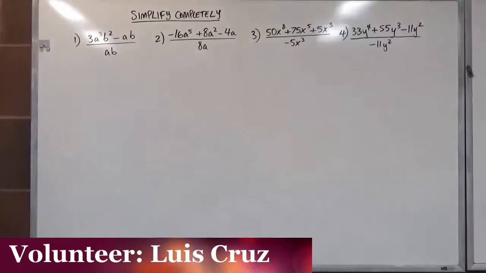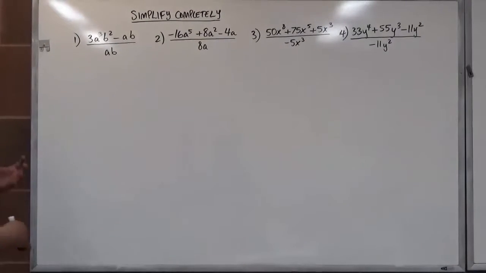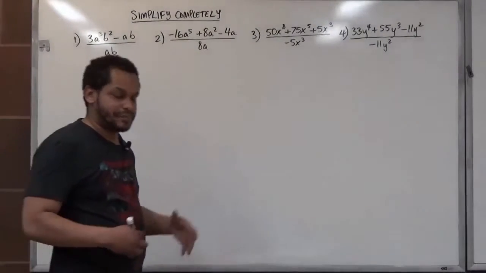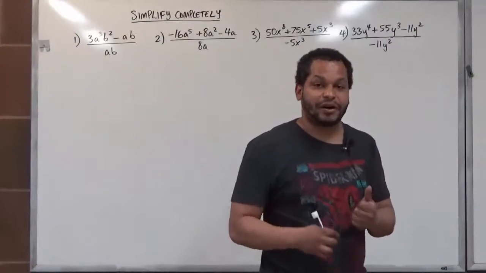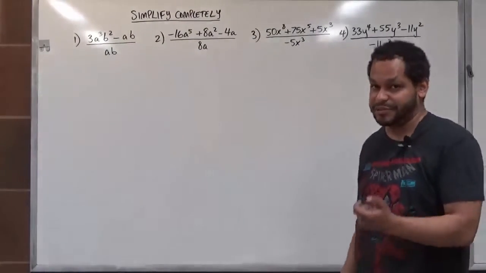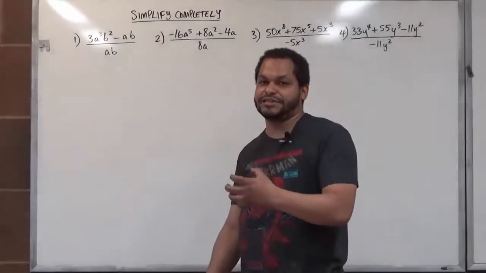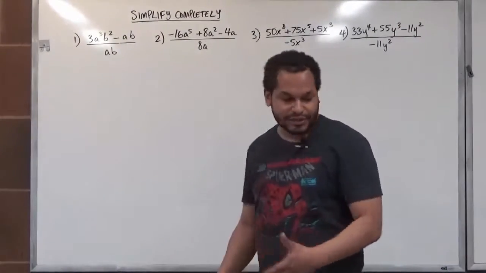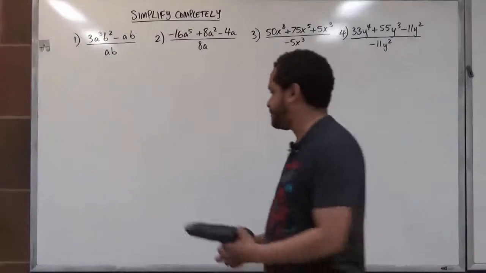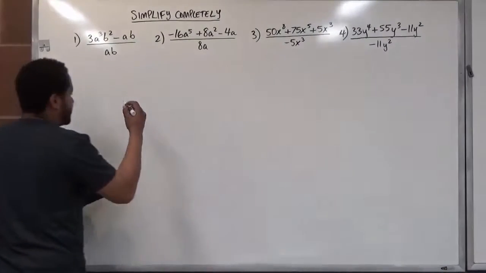Today's video we're going to be simplifying completely. What we have here are fractions with one monomial term in the denominator, which makes this a pretty straightforward problem. There are many ways to do these kinds of problems, but the most straightforward way is to use the separation of fractions technique. And by separation of fractions, I'm referring to old ways of doing fractions.